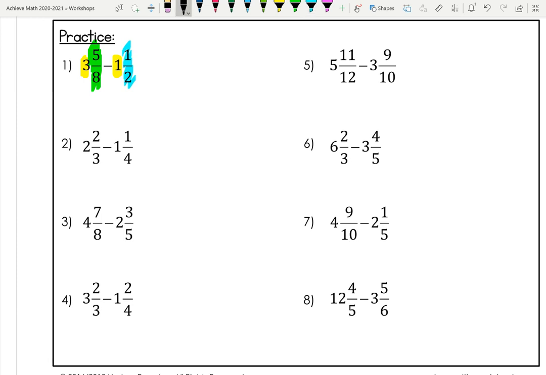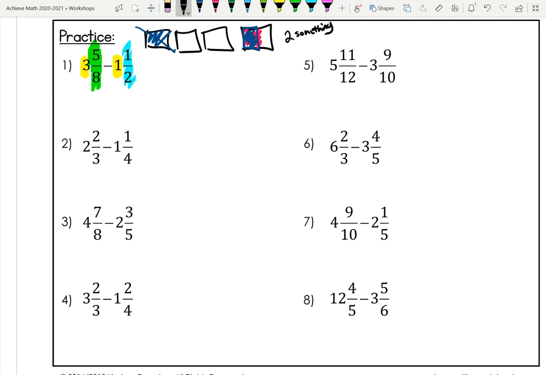Just to give you an idea to visualize, number 1 is essentially saying I have 3 chocolate bars and I have this much, a little bit over half. Half of 8 is 4, so 5/8 is going to be a little more than half. And I want you to take away a whole bar and exactly half of it. You can see visually that I'm left with 2 and some chocolate bars. So it's going to be 2 something. This something is going to be a fraction.